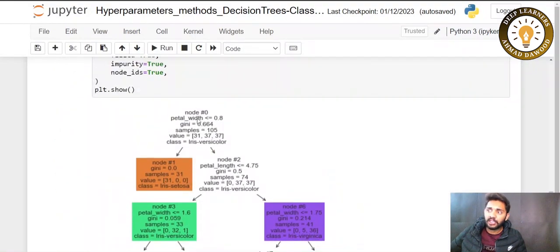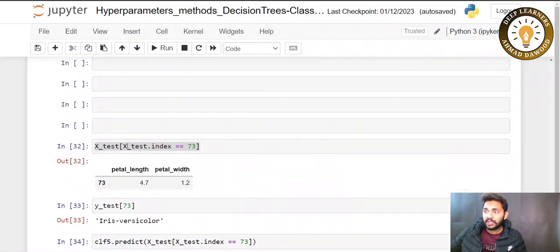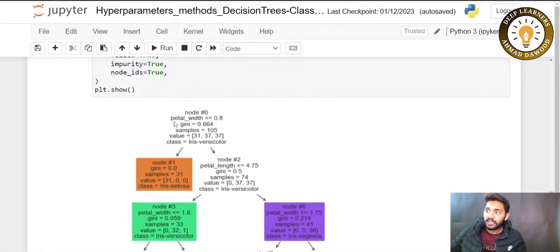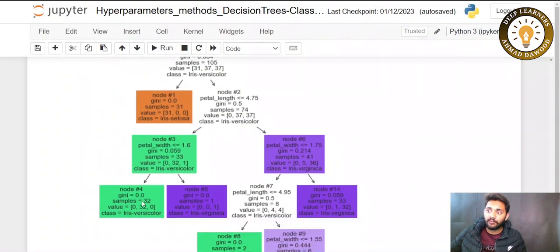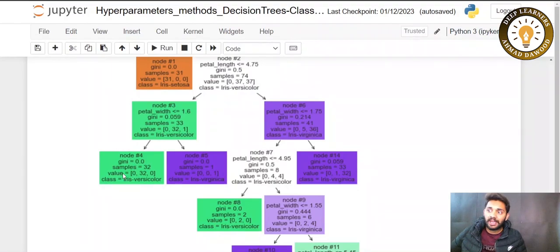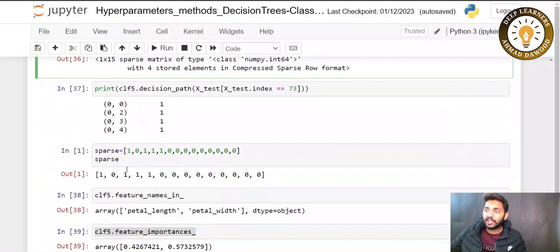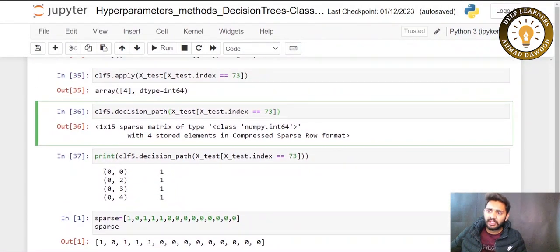In that case, the sample data I have passed here, sample number 70, which is present at the 73 index. It started from node number 0, then went towards node number 2, then node number 3, and then node number 4. Hence, iris versicolor is predicted by this model. It is telling you the whole path as a sparse matrix. That's why this type of notation is mentioned here.